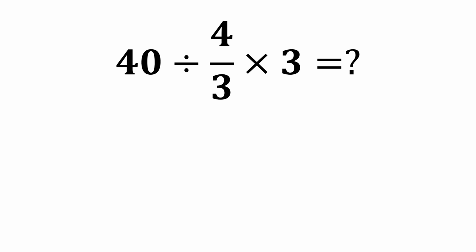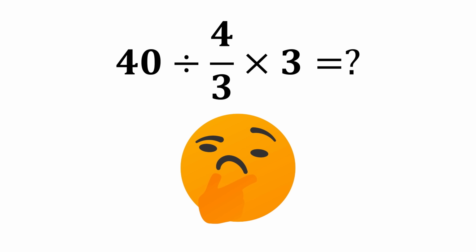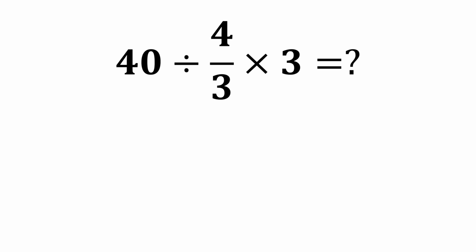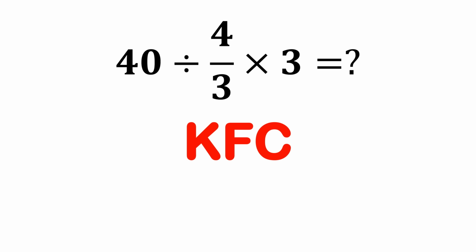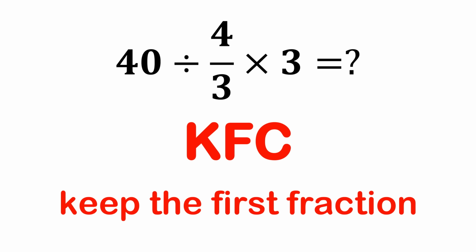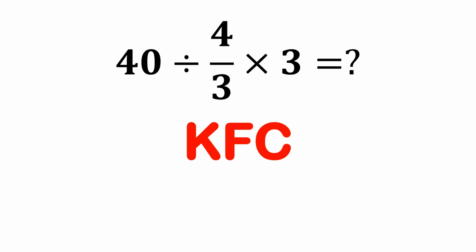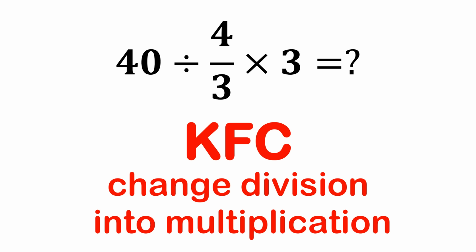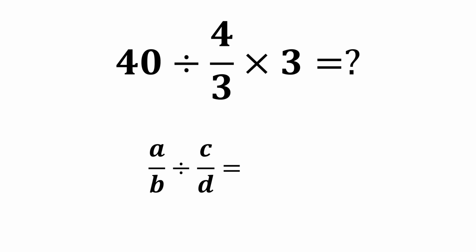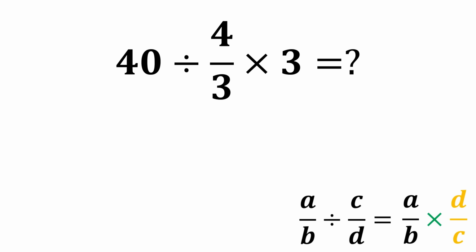Now, I know dividing by a fraction can feel hard, and this is exactly where the KFC rule helps. The KFC rule for dividing fractions. K means keep the first fraction. F means flip the second fraction. C means change division into multiplication. So A over B divided by C over D becomes A over B times D over C. Simple.